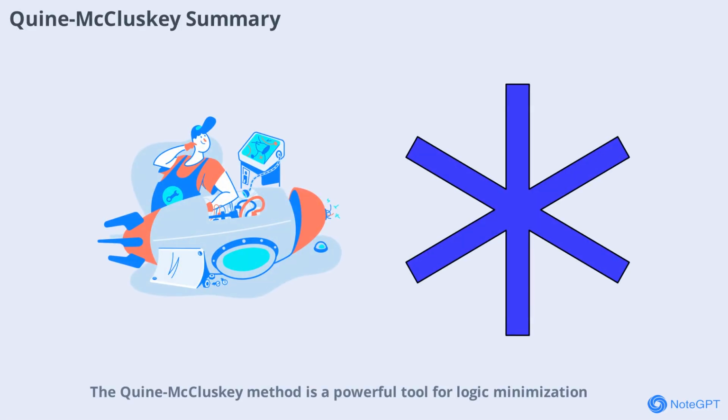The Quine-McCluskey method is a powerful tool for logic minimization, especially when dealing with many variables. While it can be time-consuming by hand, it forms the basis for many computer algorithms used in digital design today. Mastering this method gives you a strong foundation for tackling complex logic problems.